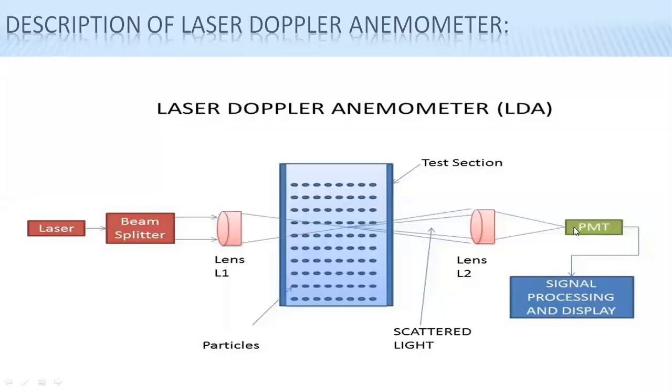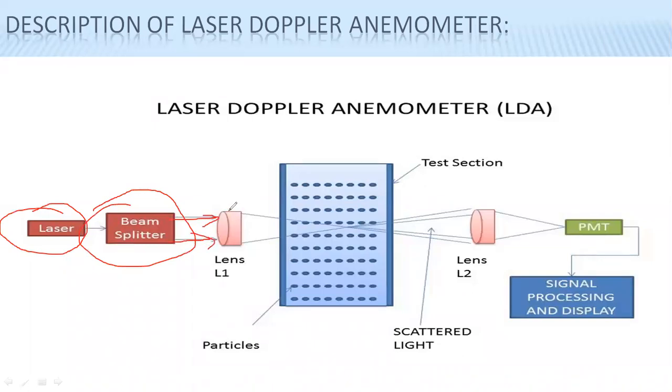You can see the description of this laser Doppler anemometer. What are the different constructional details? You can see it is the laser. In this laser, it will use the beam splitter. The light is passing through the beam splitter. It will split the light.